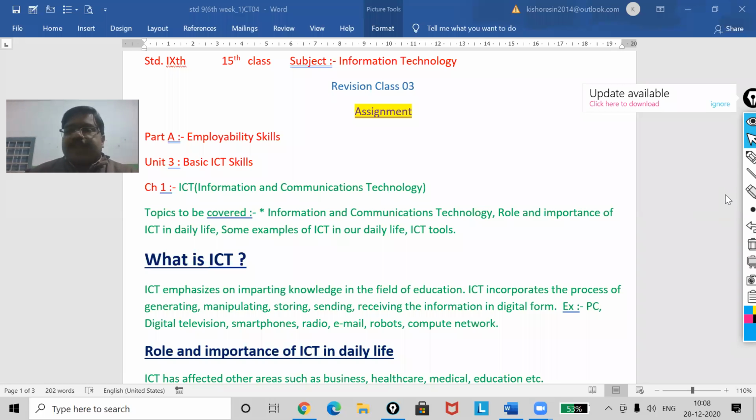Students, now I have come to the new chapter. This is ICT, Information and Communication Technology. It is part of Unit 3. You have many chapters in Unit 3, like I think 6 or 7 chapters. So the first chapter I'm going to discuss, my dear.